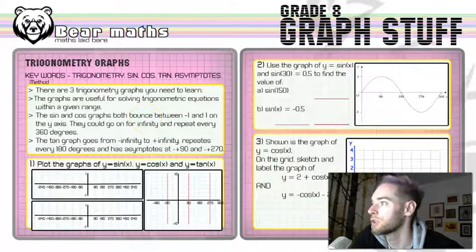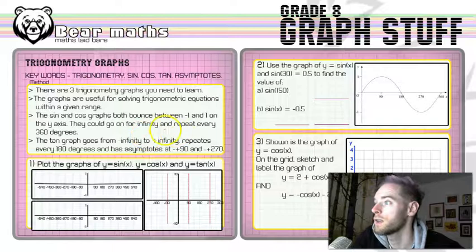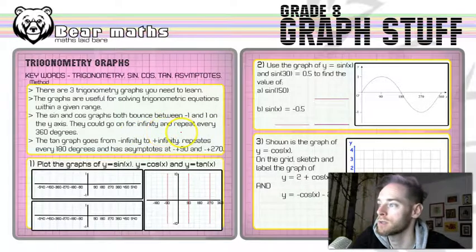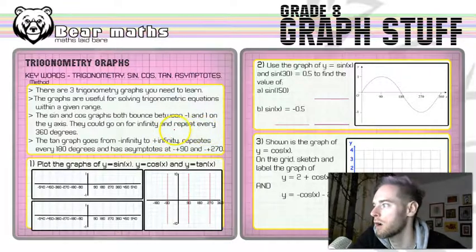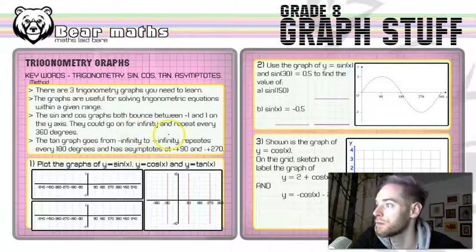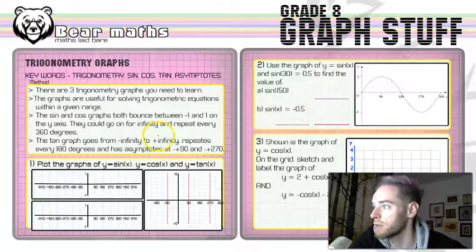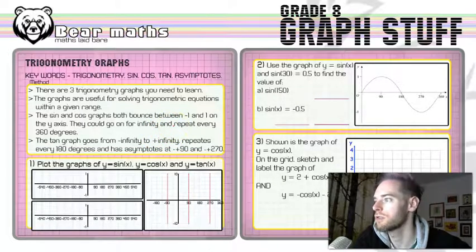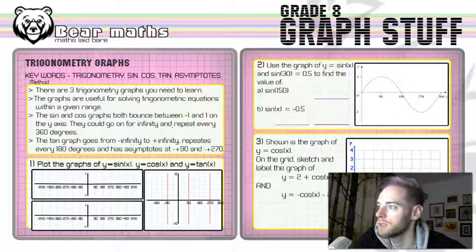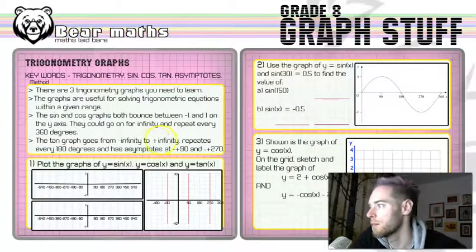The graphs are useful for solving trigonometric equations within a given range. The sine and cos graphs bounce between -1 and 1 on the y-axis, and they could go on for infinity on the x-axis, and they repeat every 360 degrees. So they're exactly the same shape, this wave shape that you'll see that I plot in number 1. And the tan graph goes from -infinity to positive infinity on the y-axis, repeats every 180 degrees, and it's a cubic shape, and it has asymptotes at positive and negative 90, positive and negative 270, and 180 degree increments thereafter. So let's plot these graphs.